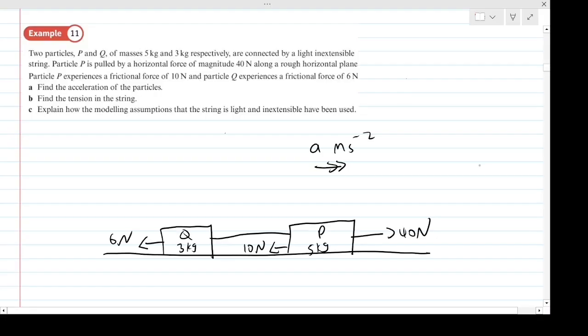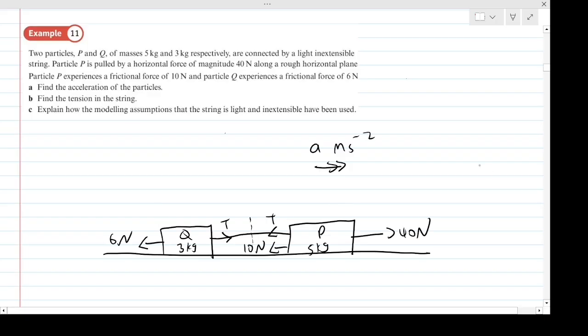What else are we missing? The tension. Well, again, if I split it in half, at one end you've got P pulling the string forwards, stretching it forwards, so the tension is going to go the other way to oppose it. And then Q is going to want to move backwards because of the friction slowing it down. So it's stretching backwards at the other end, so the tension's going to go forwards there. So we've got two tensions at either end there.